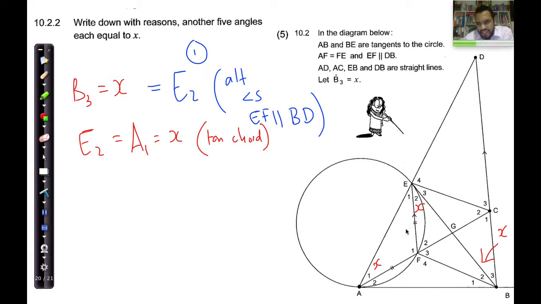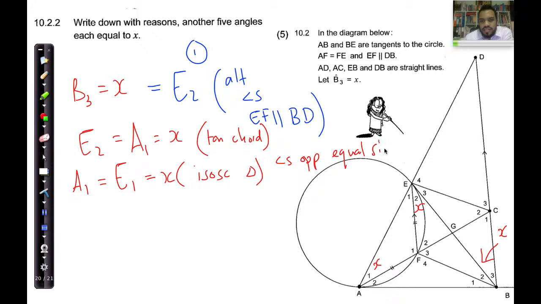Now, if you see, A1 must be the same as E1 because of these two lines being equivalent. That was given, right? AF equals FE or EF, right? And clearly you can see that that is an isosceles triangle. So from there, because I've just shown that A1 equals x, I can say that A1 equals E1, which is also equal to x, and my reason there is an isosceles triangle. Okay, or I can say angles opposite equal sides. That's another reason. Angles opposite equal sides.